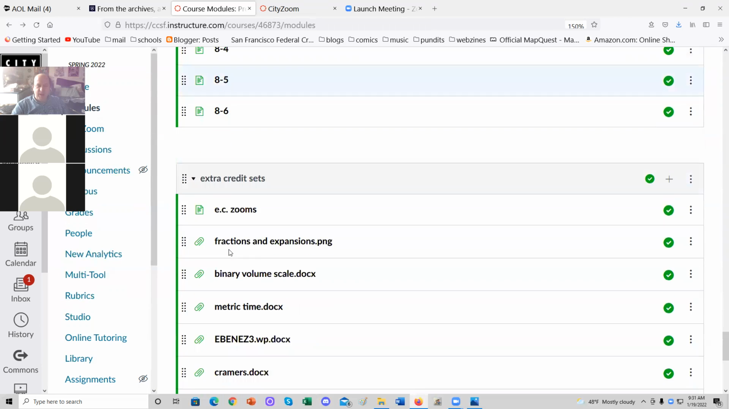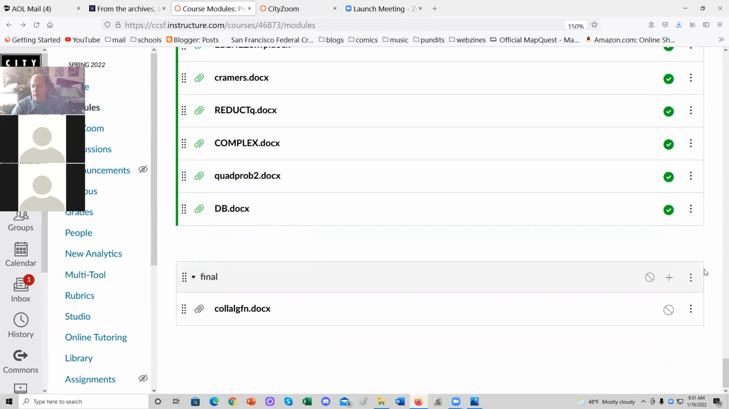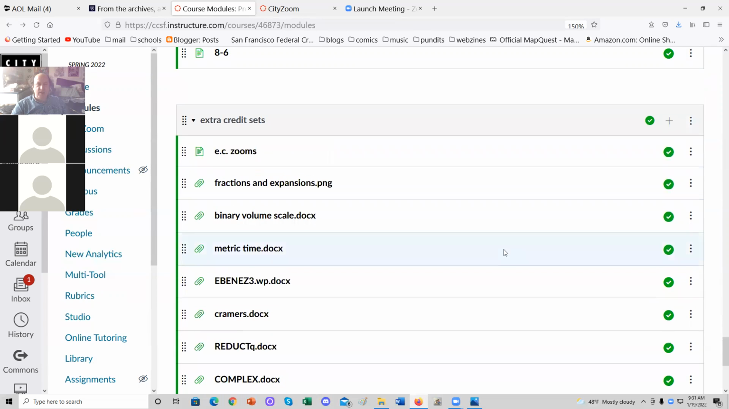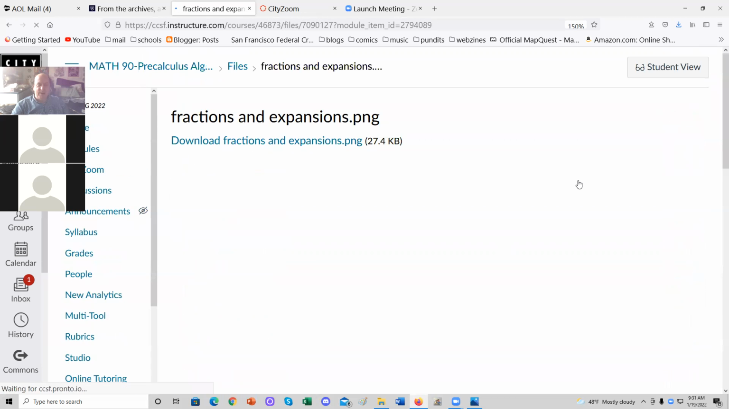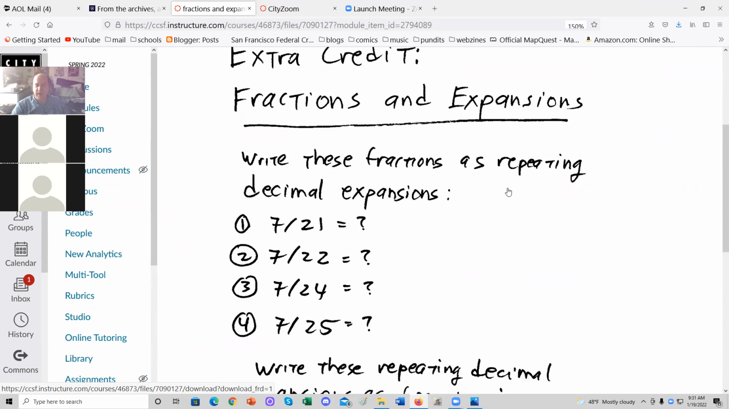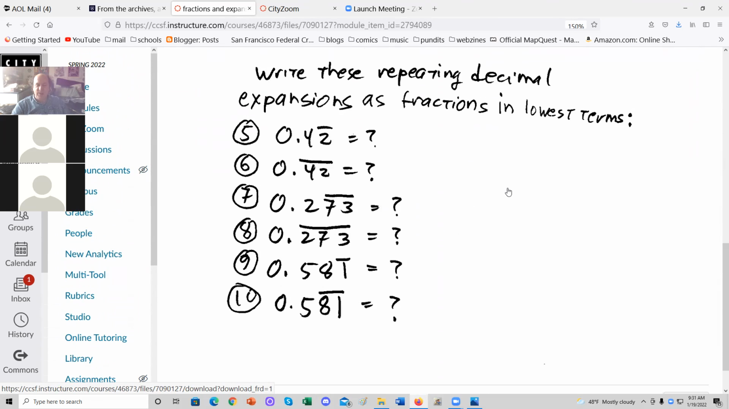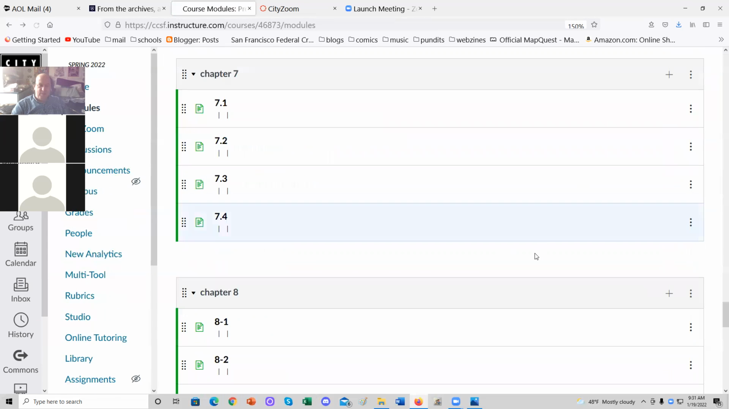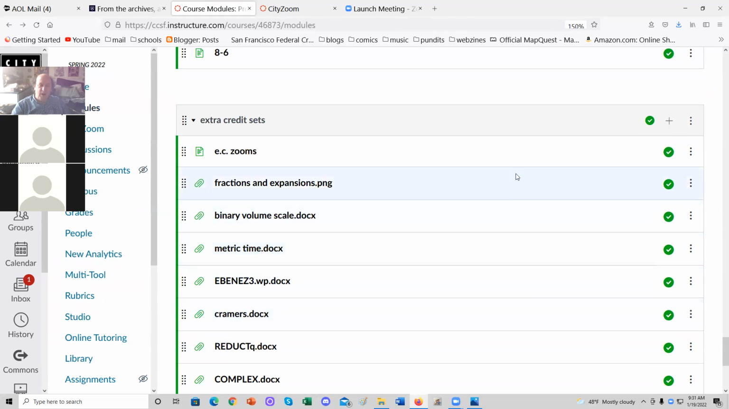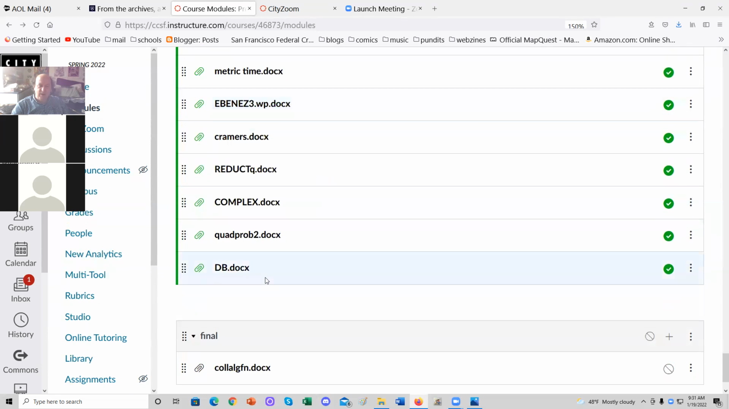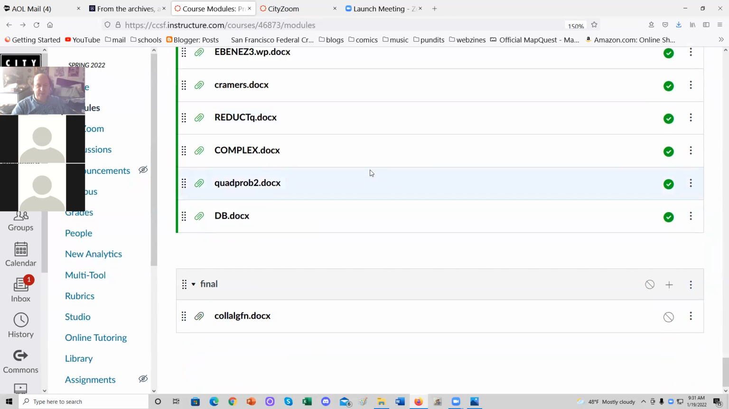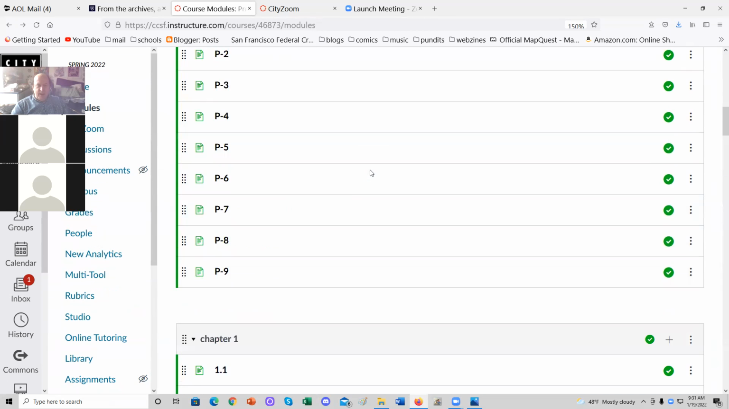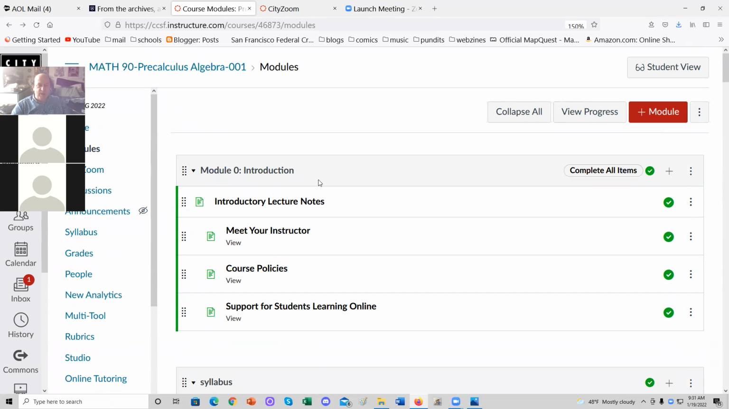And then there's 2 chapters after that. And also, of course, the final, which I'll publish in due course. And then there are these extra credit problem sets. So for example, here's one about writing fractions as decimal expansions and decimal expansions as fractions. So that can be 10 points you can make, which I think would be worth doing. So that was fractions, their binary volume scale, metric time scale, any of a number of others: decimals, quadratics, complex numbers, reduction, Cramer's rule, and so on.